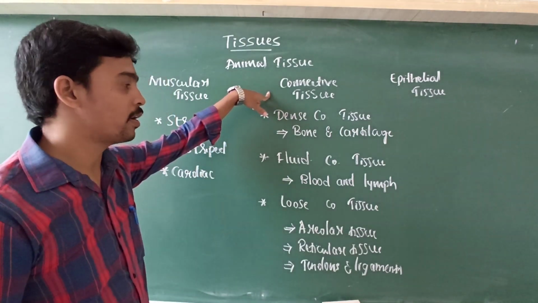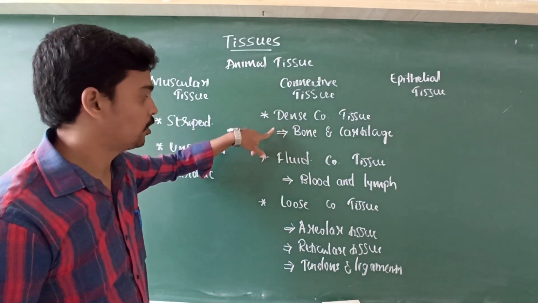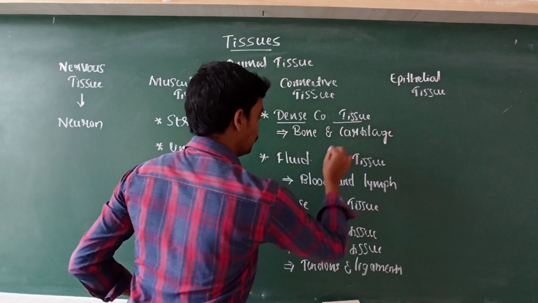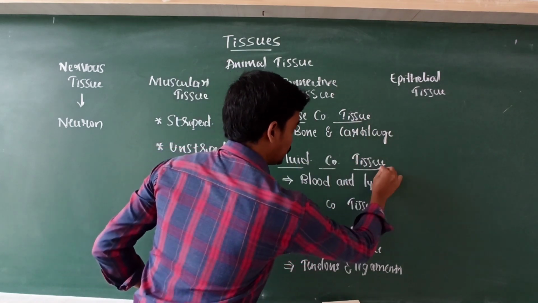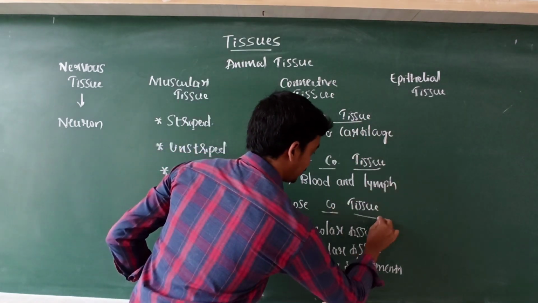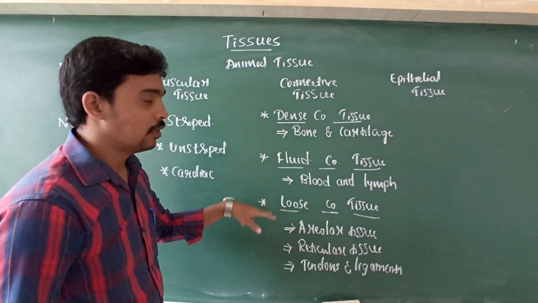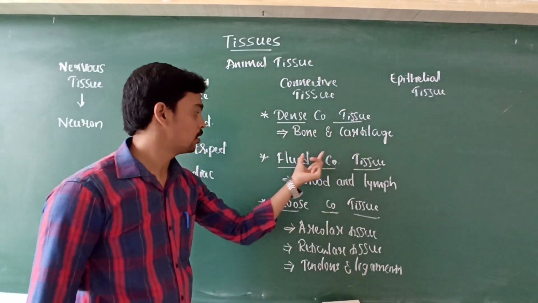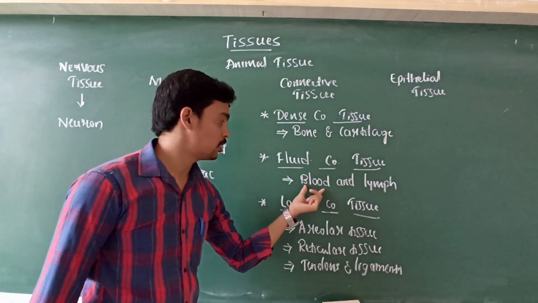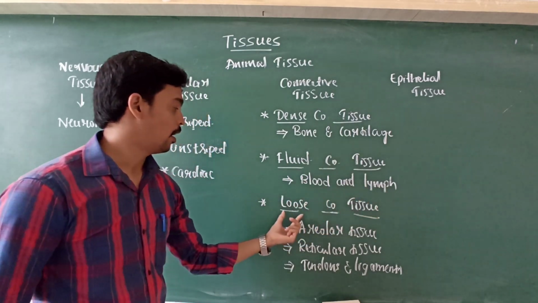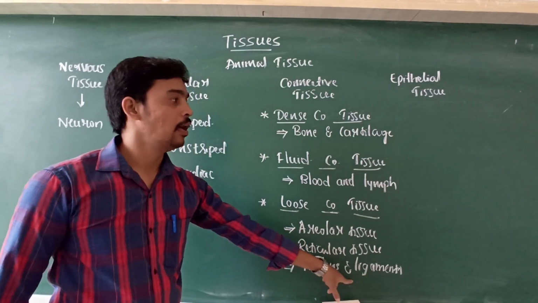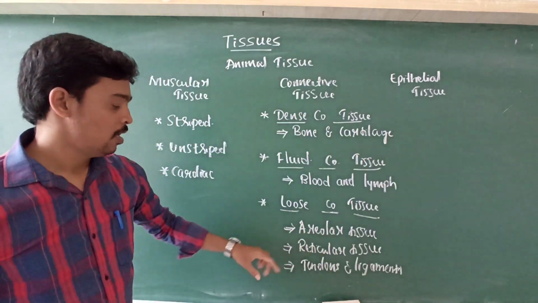Connective tissue is classified into three types: dense connective tissue, fluid connective tissue, and loose connective tissue. Dense connective tissue consists of bones and cartilage. Fluid connective tissue consists of blood and lymph, and loose connective tissue consists of areolar tissue, reticular tissue, tendons and ligaments. This is regarding the connective tissue.